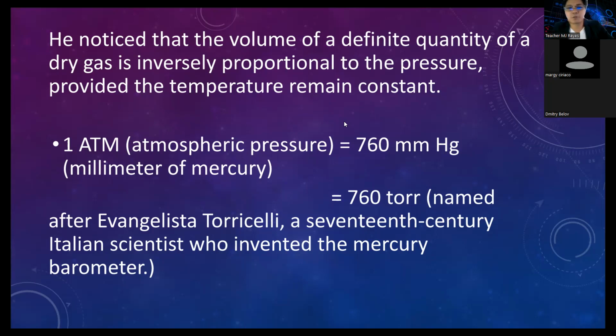1 atmospheric pressure, or ATM, is equal to 760 millimeter of mercury. Robert Boyle is using the millimeter of mercury. Or it is equal to 760 Torr, named after Evangelista Torricelli, a 17th century Italian scientist who invented the mercury barometer.